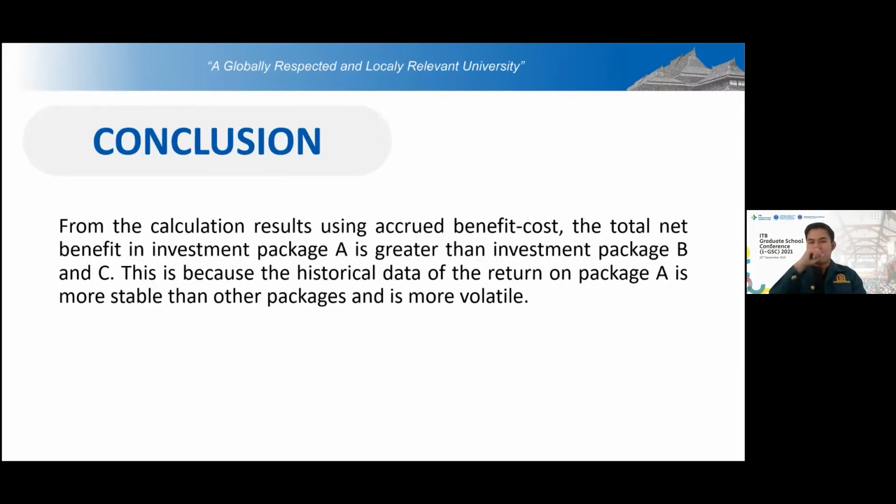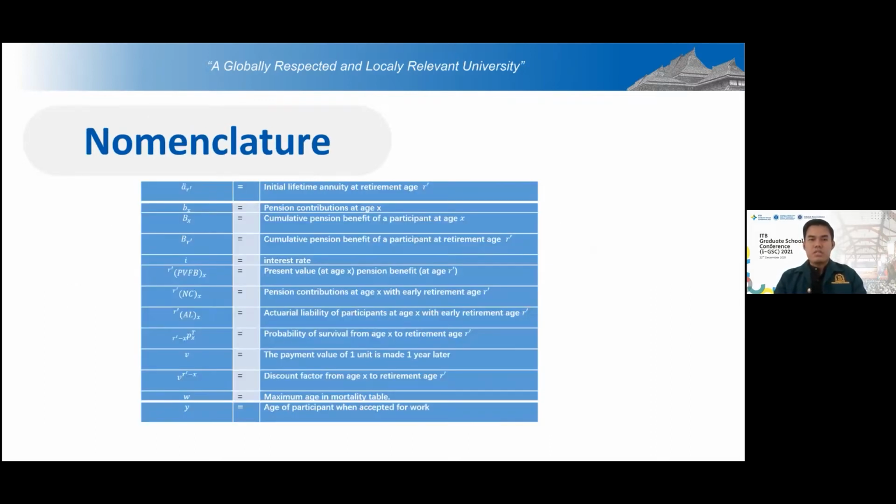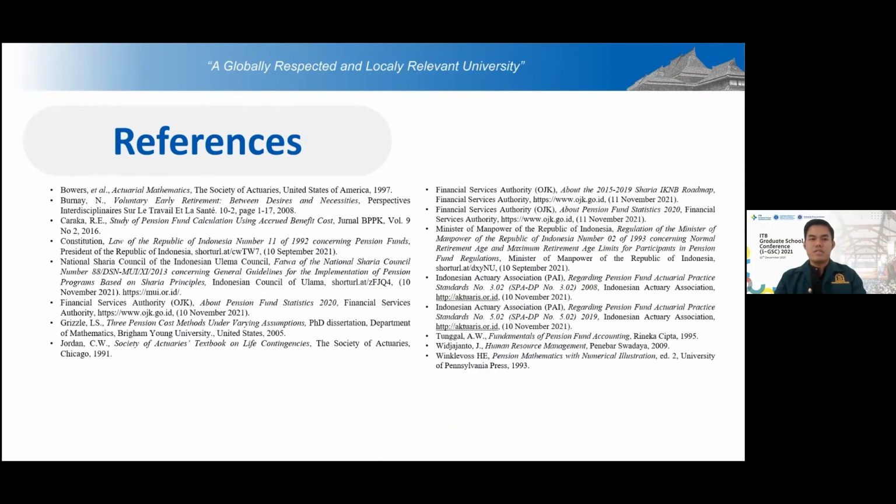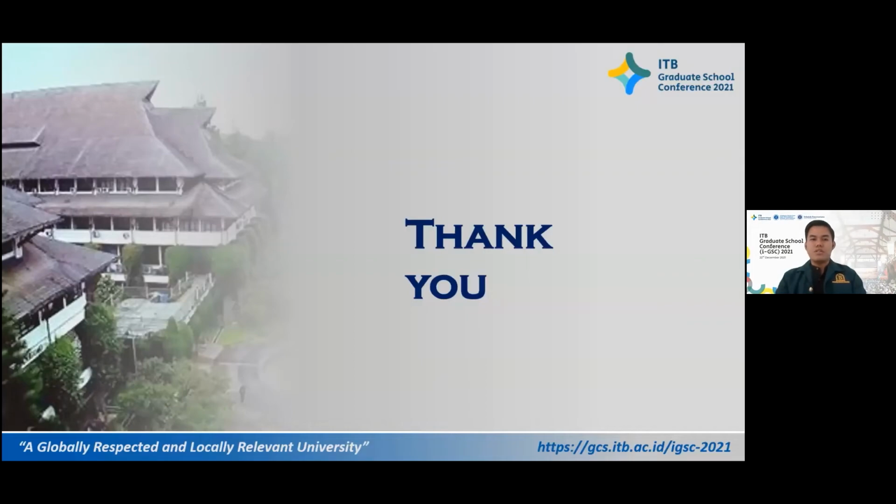And here are the calculations of our research. From the calculation result using accurate benefit cost, the total net benefit in investment package A is higher than investment package B and C. This is because the historical data of the return of package A is more stable, while the other packages are more unstable. Okay, this is the nomenclature that we use in our research, and also this is the reference. Also, thank you. That's all.